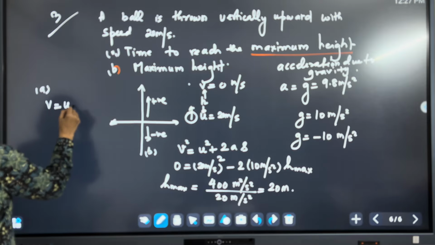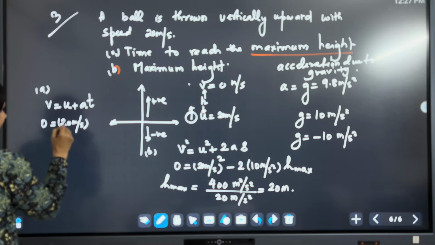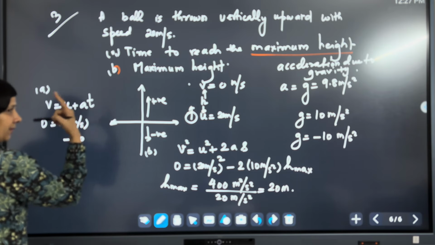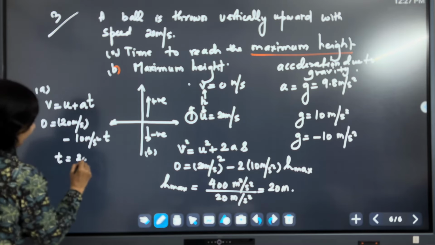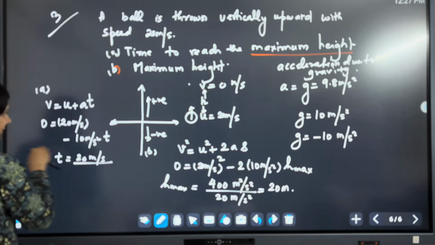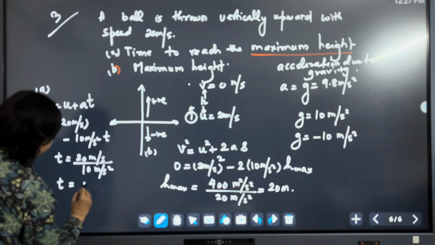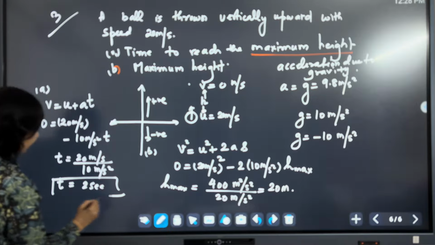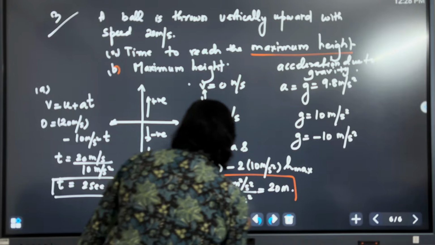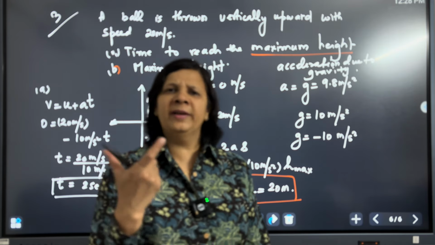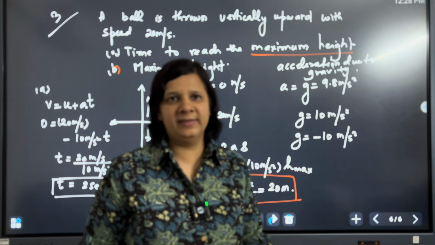So v is equal to u plus at, final velocity is 0, u is 20 meter per second, a is minus g, minus 10 meter per second square, into time t. So t will become 20 meter per second divided by 10, this term will go on the left hand side, so 2 seconds, approximately 2 seconds. When I am taking the value of g as 10 meter per second square, but if you take 9.8 meter per second square, then also you will get a value of height around 20 meter and the time around 2 seconds.